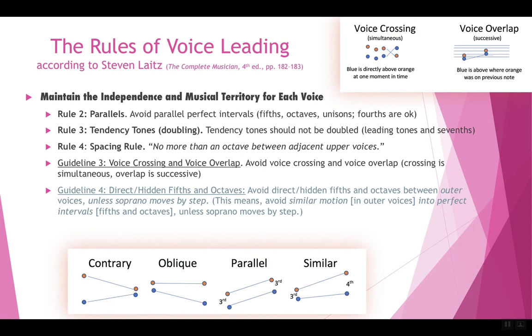And then the thing about it, unless the soprano moves by step, somehow it just doesn't sound as bad. So hidden and direct mean the same thing, similar motion into a perfect consonance. At some point, I will try to illustrate this for you. The basic idea is that if you're, I don't have a good example right now. For now, don't pay attention to guideline four, but just keep it in the back of your mind. Maybe I'll explain it at some point.